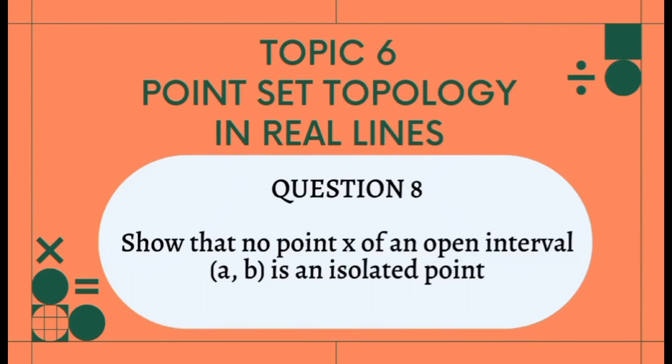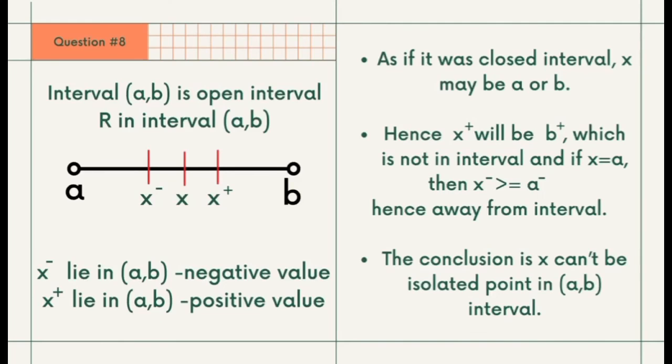Now I will explain about topic 6, question 8. The question is, show that no point of an open interval AB is an isolated point. So for the solution, interval AB is an open interval. R, or the real number, is in the interval AB.